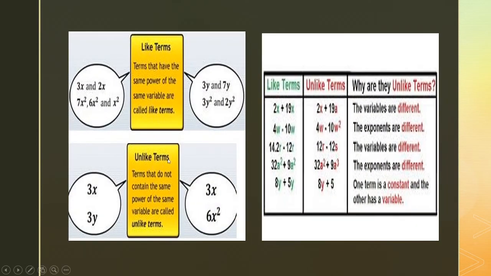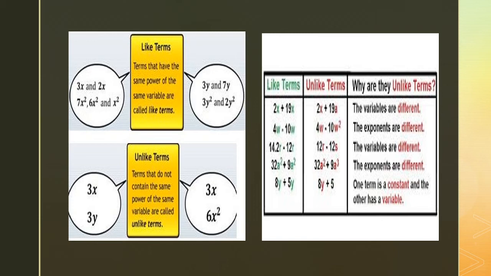Like terms and unlike terms. Terms that have the same power of the same variable are called like terms. Here we are having the same variable x and the same power. So 3x and 2x are like terms. Similarly 7x square, 6x square and x square. 3y and 7y are having the same variable and same power.